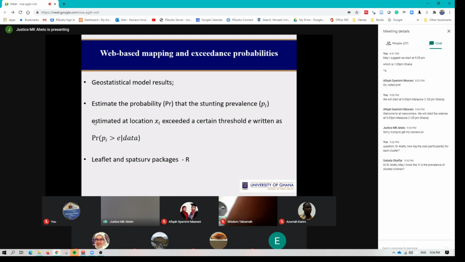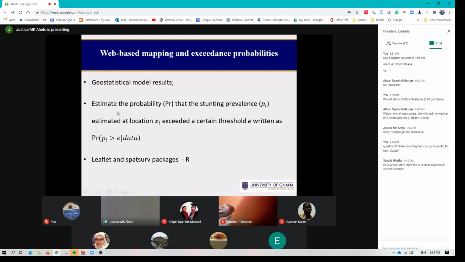Then we can quantify, okay, so if we know this is a prevalence, what's the chance that a given location will have a prevalence exceeding, let's say, 30% or 40%? And that is what this area seeks to do. Then when we achieve that, how do we get a result into the web system where it can support interactive engagement with policymakers? So that is why we perform the web-based mapping and then the exceedance probabilities.